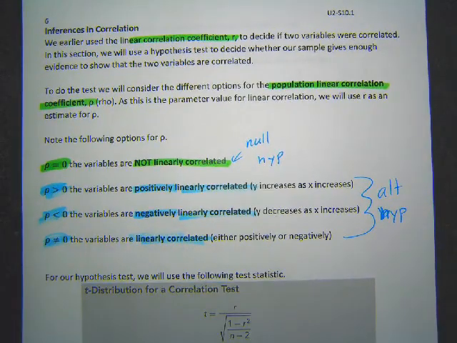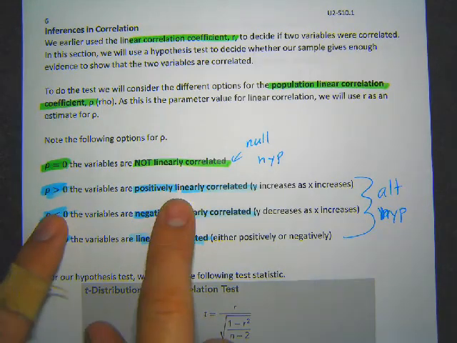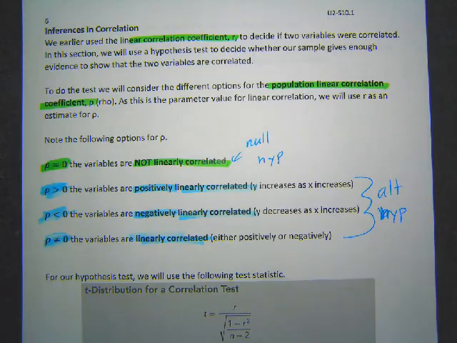So sometimes I don't care which way it's correlated. I don't care if it's positive or negative correlation. I just want to show there is correlation. So I'll do rho not equal to 0. But if I want to show positive correlation or negative correlation, then I would use those ones.